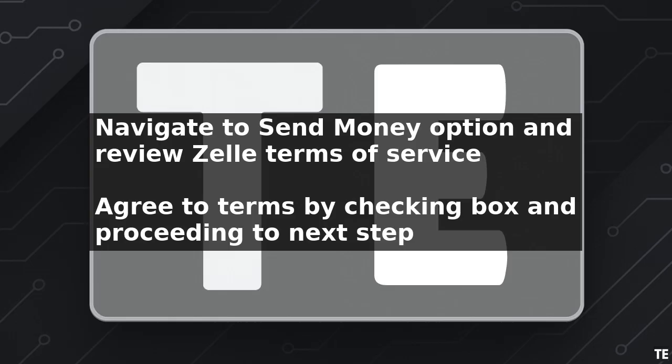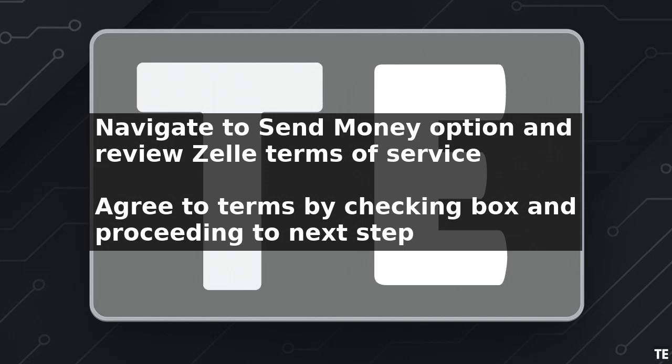Next, you will be asked to verify your mobile number or email address. This is the contact information that will be used to send and receive money with Zelle. Enter your mobile number or email address and select the Continue button. You will then receive a verification code that you must enter to complete the verification process.